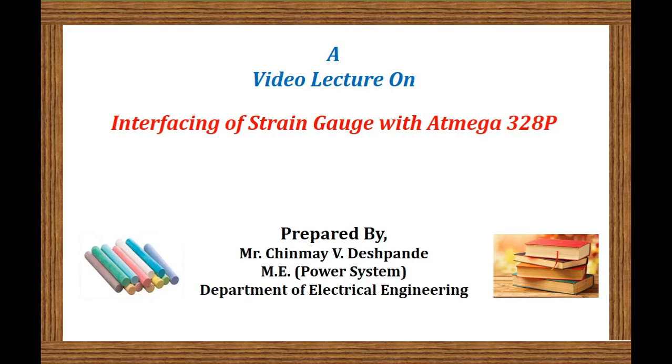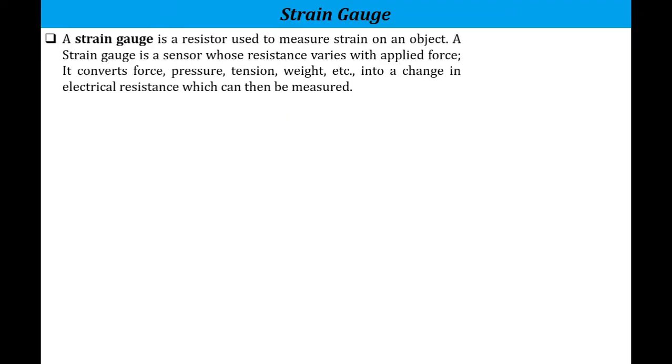In this video lecture, we are going to discuss interfacing of a strain gauge with ATmega 328P. Before that, first we have to understand what a strain gauge is. The strain gauge is a resistor which is used to measure strain of an object. The strain gauge is a sensor whose resistance varies with respect to applied force.